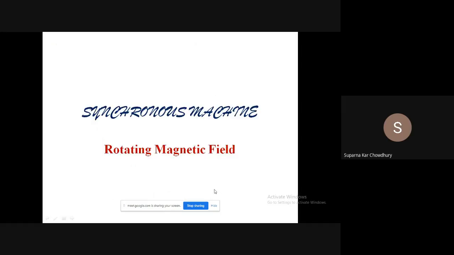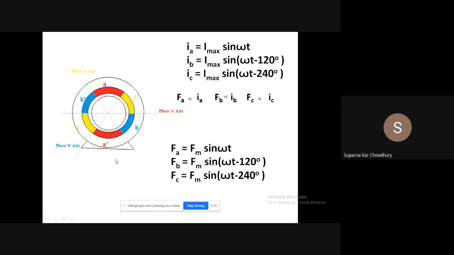Now, what happens if, instead of single phase, we have multiple phases? As we have seen, three phase is most common because it is economic. So consider a three phase winding. In a three phase winding, the slots are distributed over the armature periphery, and the conductors are connected to make three windings which are 120 degrees apart. So we will have phase A, phase B, and phase C.